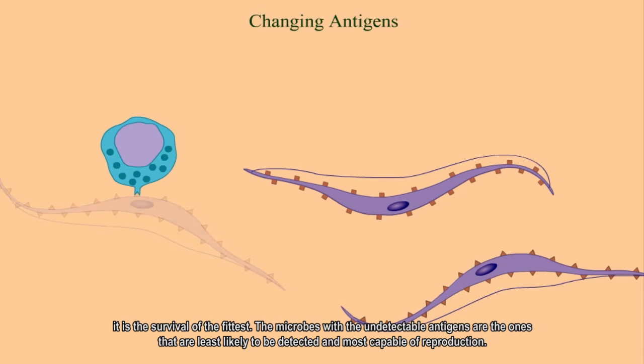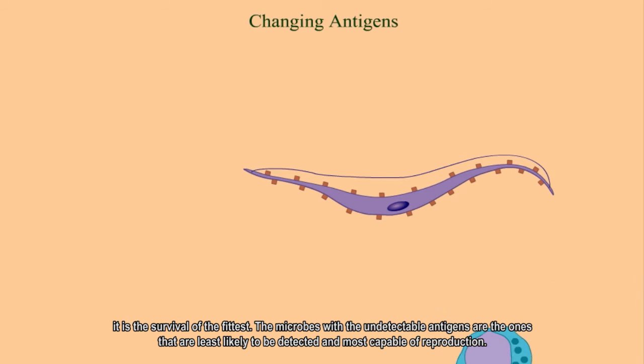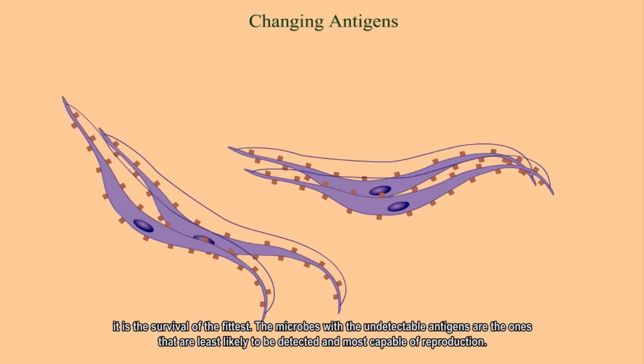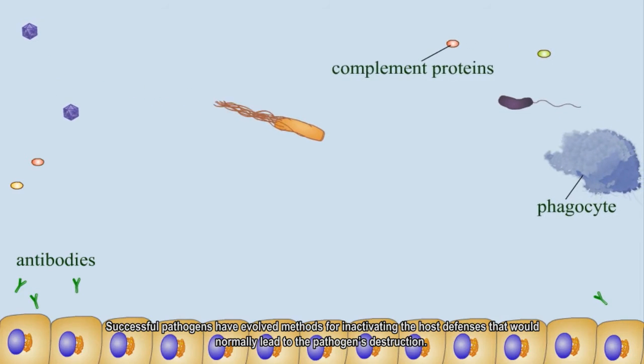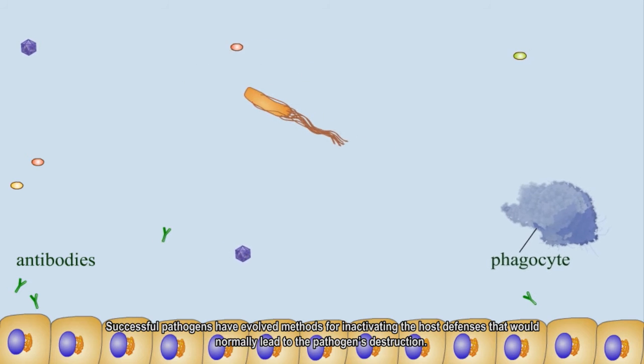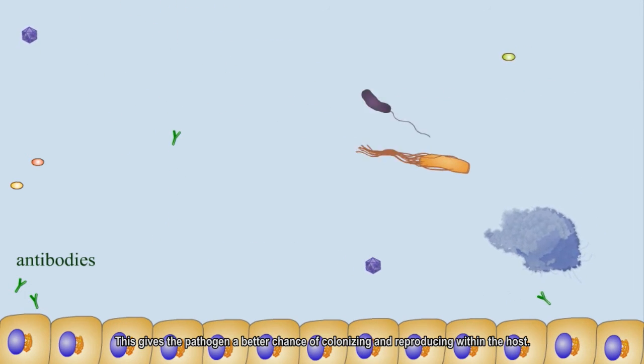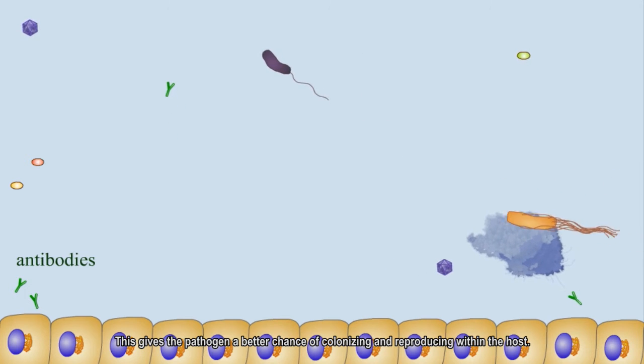The microbes with the undetectable antigens are the ones that are least likely to be detected and most capable of reproduction. Successful pathogens have evolved methods for inactivating the host defenses that would normally lead to the pathogen's destruction. This gives the pathogen a better chance of colonizing and reproducing within the host.